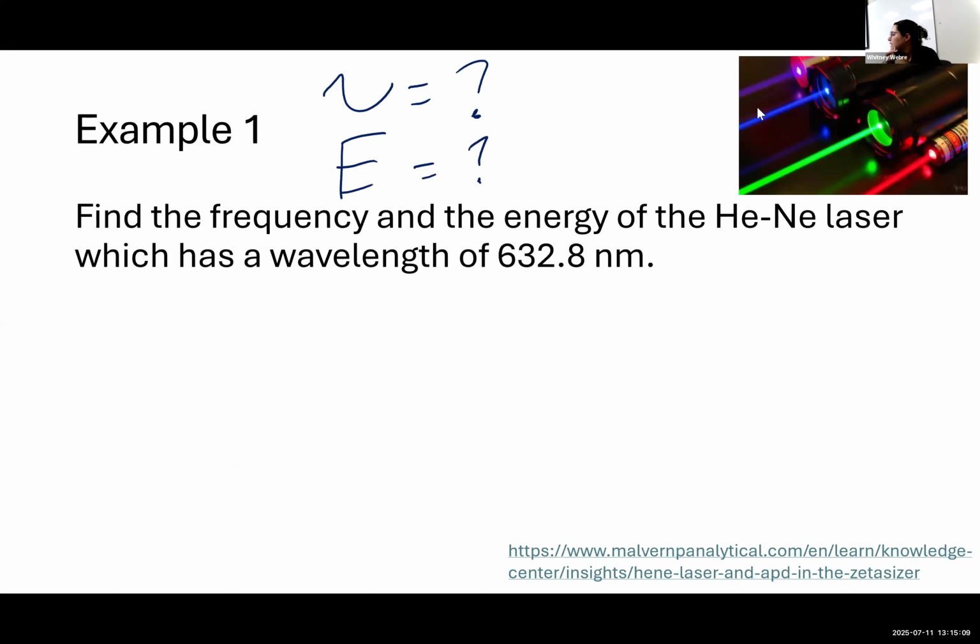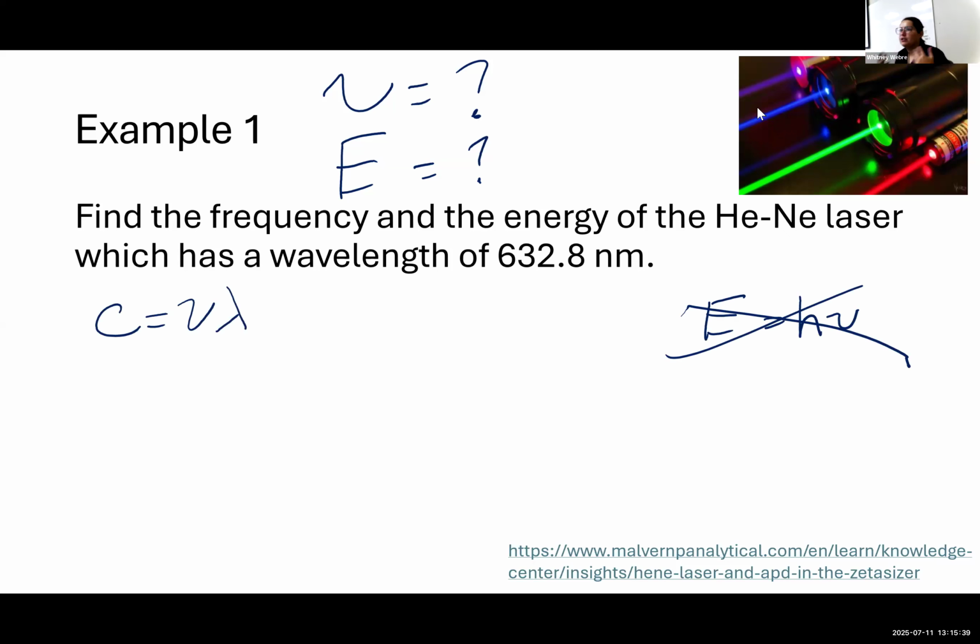Of the helium neon laser, which has a wavelength of 632.8 nanometers. So let's do part 1 here. Let's find frequency. If I don't know my energy, I can't use the frequency equation E equals hν because I don't have energy. I can't have two unknowns in here. It wouldn't work. So I have to use the other equation, c equals frequency times wavelength.